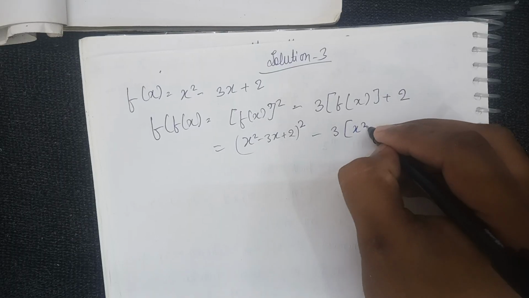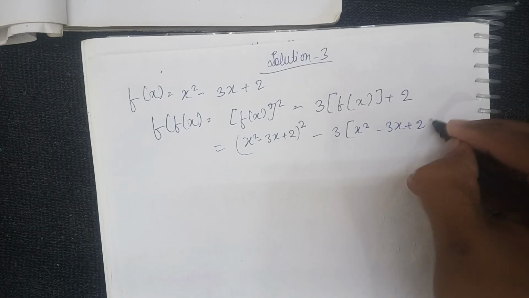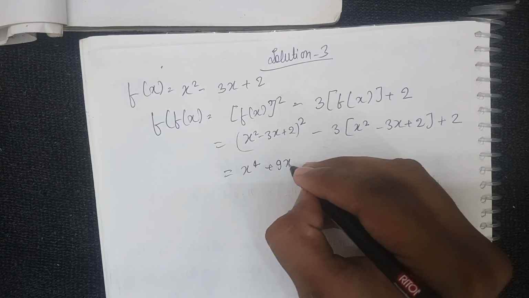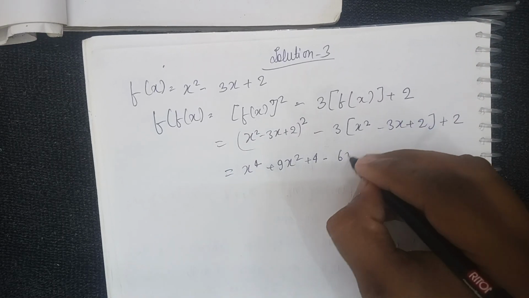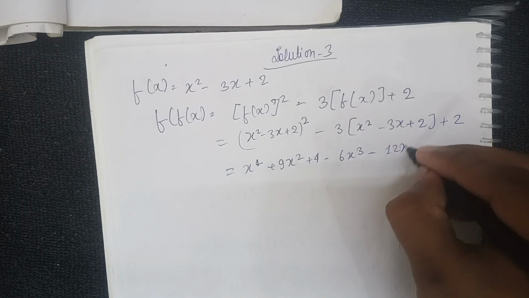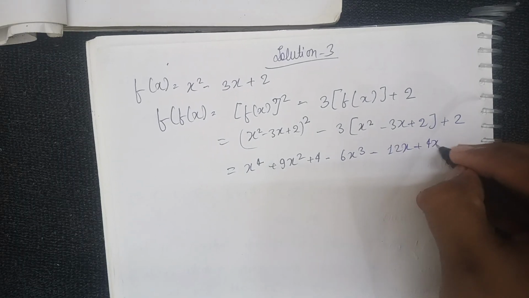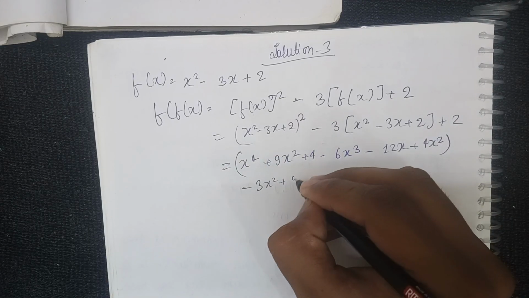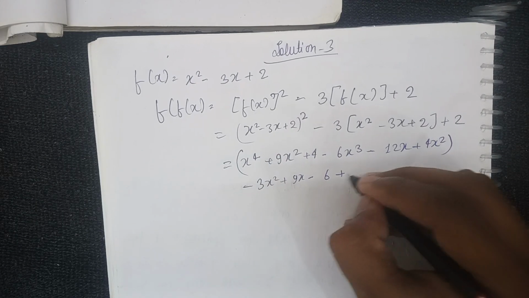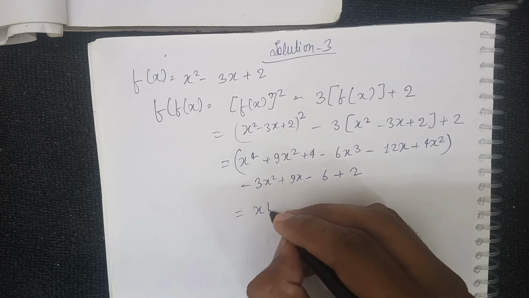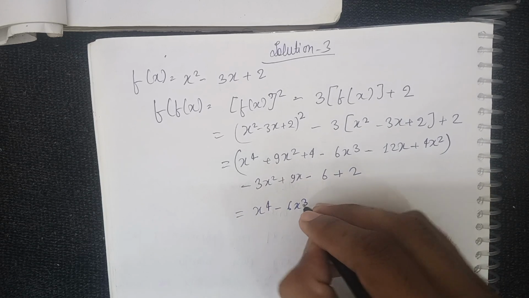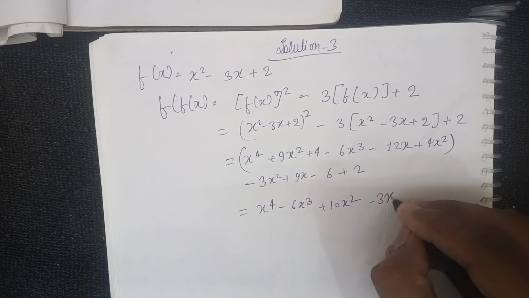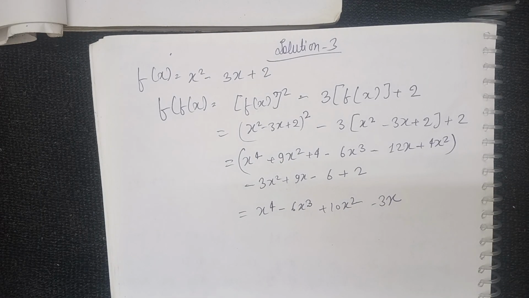minus 3(x square minus 3x plus 2) plus 2, which gives x to the power 4 plus 9x square plus 4 minus 6x cube minus 12x plus 4x square minus 3x square plus 9x minus 6 plus 2, that is x to the power 4 minus 6x cube plus 10x square minus 3x. Which is our required answer.